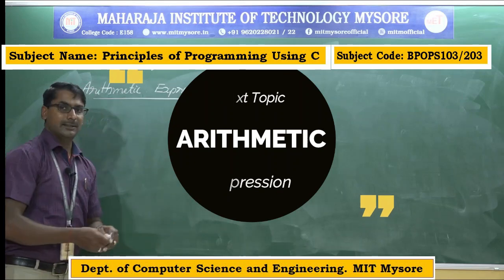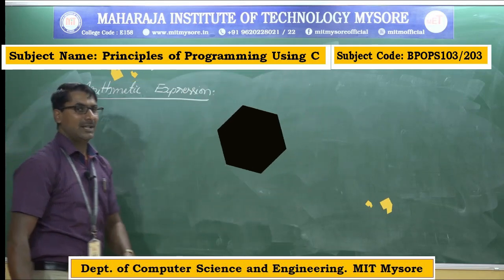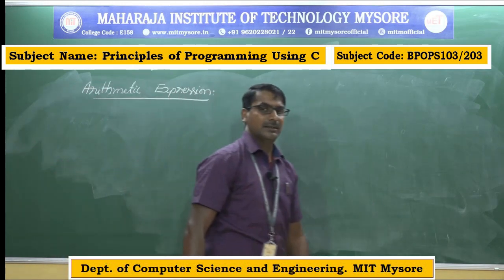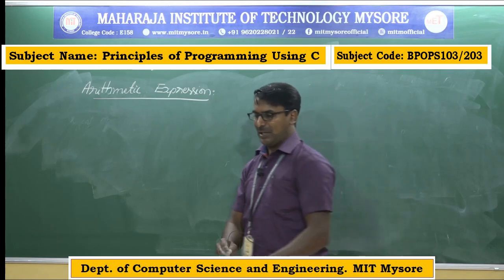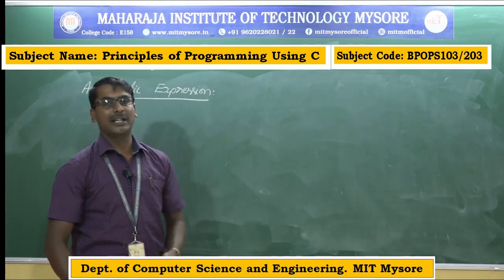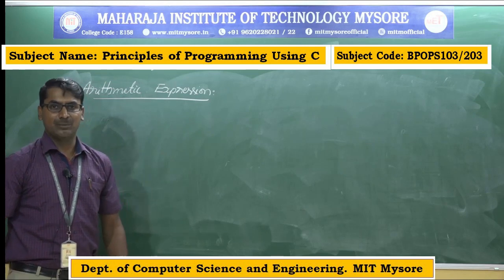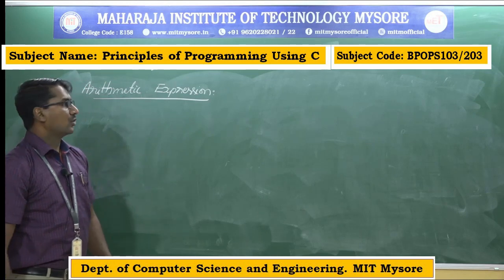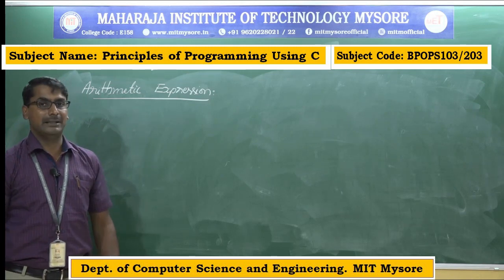Okay, the next topic is the arithmetic expression. An arithmetic expression is a combination of operands and different types of operators. When you are writing an arithmetic expression, we need to follow certain rules. The expression must end with a semicolon. When writing the arithmetic expression, we can also use brackets.